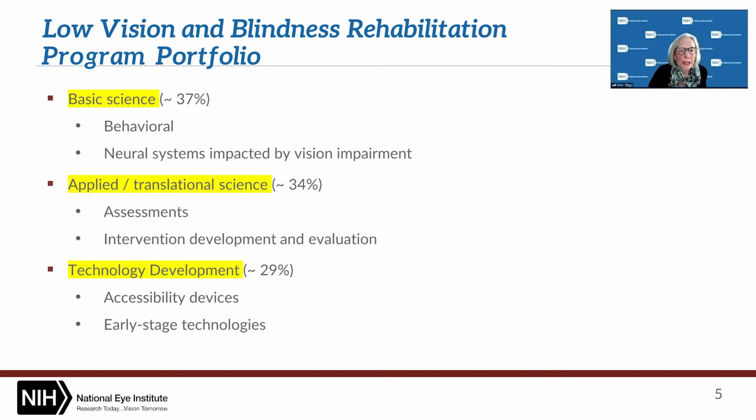And finally, about 29% of the grants are in technology development. Some of that is towards designing new accessibility devices, as well as some early stage technologies that have potential for addressing rehabilitation needs. I realize that's a pretty quick overview. The rest of the presentation is going to describe these areas in a bit more detail.